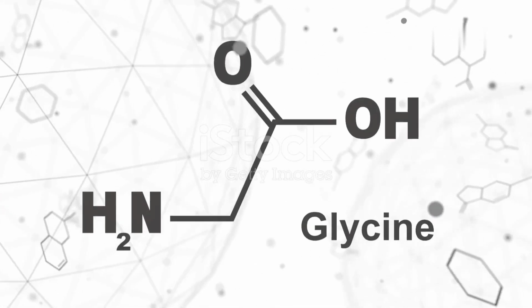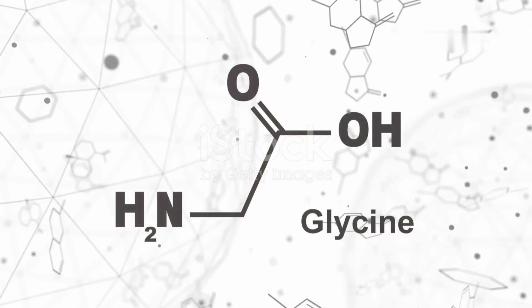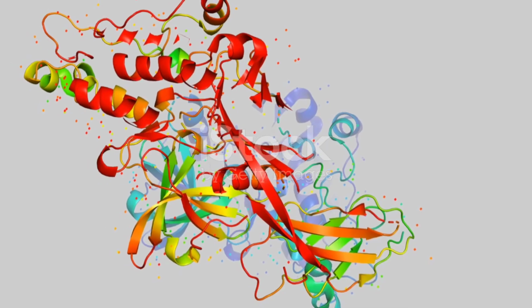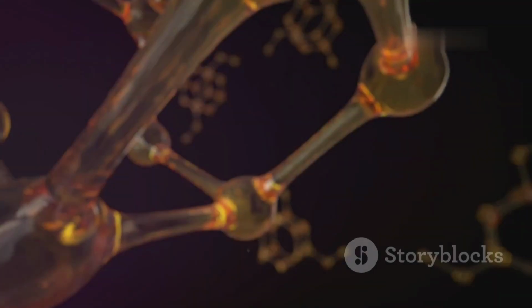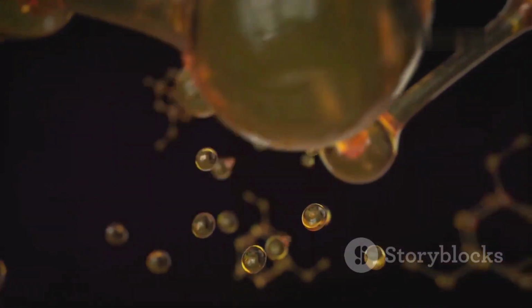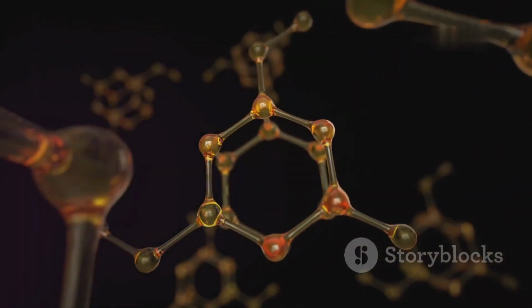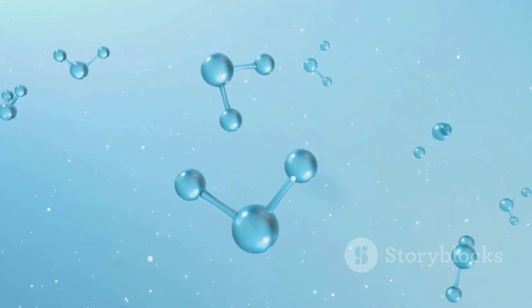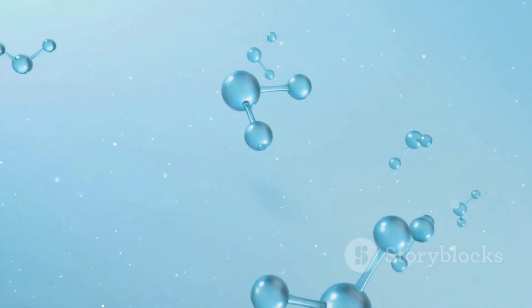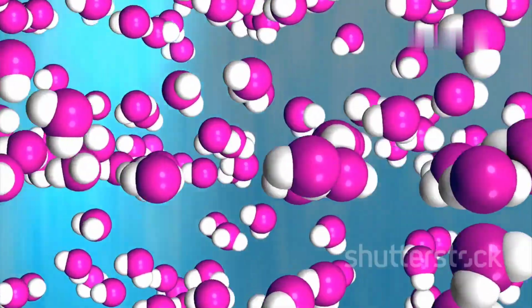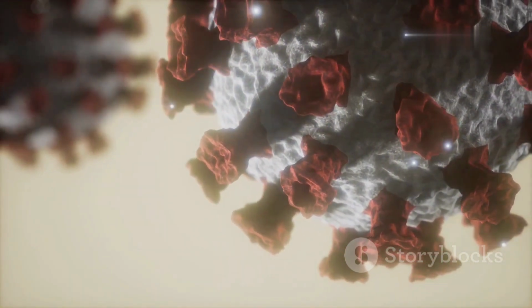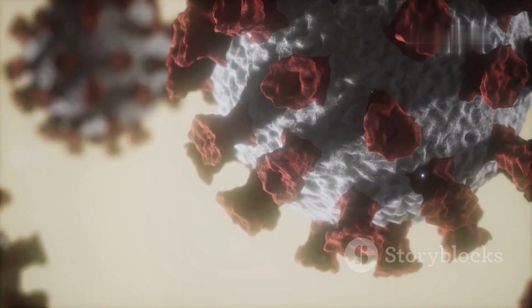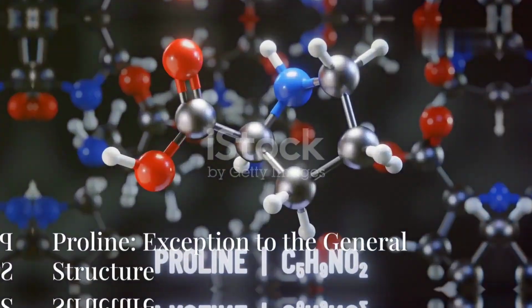Some side chains are small and simple, like the hydrogen atom in glycine. Others are large and complex, containing rings or chains of atoms. These side chains influence how amino acids interact with each other and with water. Some side chains are hydrophobic, meaning they repel water, while others are hydrophilic and love to mingle with water molecules. These interactions are crucial for determining the three-dimensional structure and function of proteins.